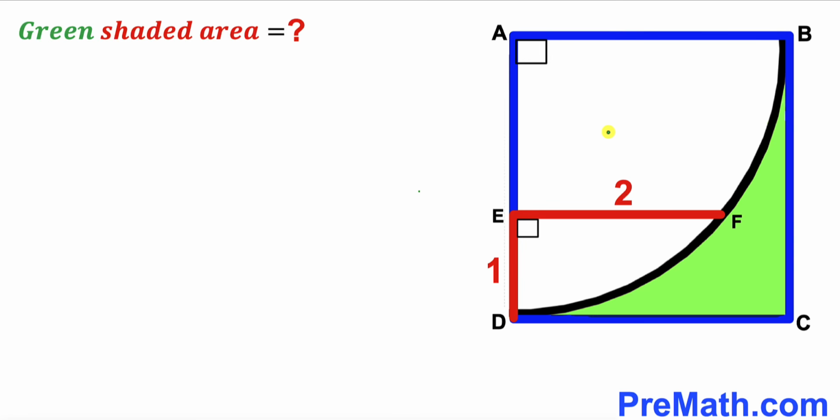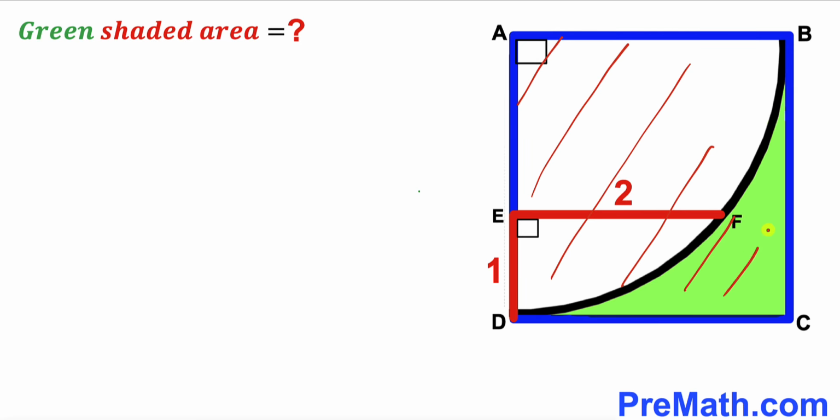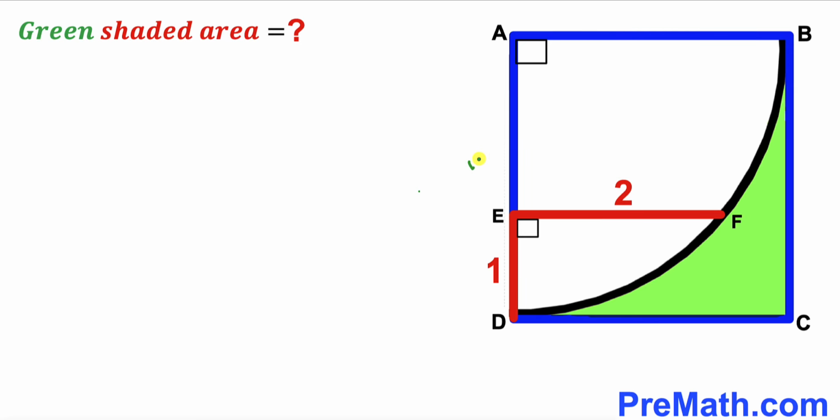Welcome to PreMath. In this video, we have got this quarter circle with the center A, fully inscribed in a blue square ABCD, as you can see in this given diagram. And as a result, we end up with this green shaded region.